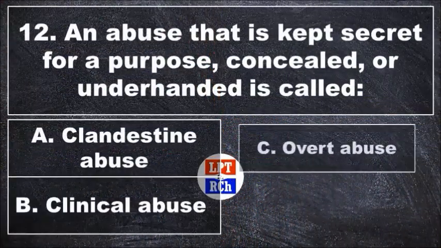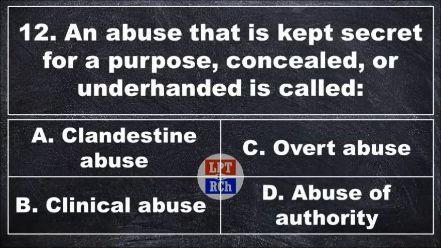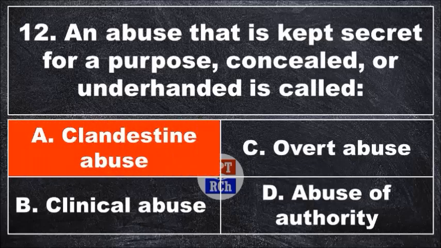12. An abuse that is kept secret for a purpose, concealed, or underhanded is called A. Clandestine abuse. B. Clinical abuse. C. Overt abuse. Or D. Abuse of authority. The correct answer is A. Clandestine abuse. It is a sexual, psychological, or physical abuse that is kept secret for a purpose, concealed, or underhanded.